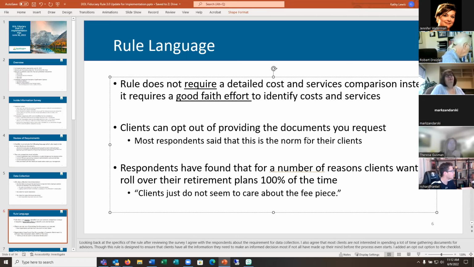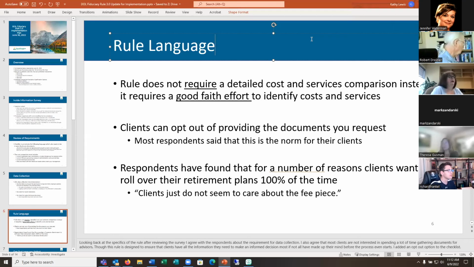So a client can opt out of providing the documents that you request. And if they do that, and you have discussed with them that if you've asked them for the documents and they say, we don't want to take the time to collect all of this stuff, they can opt out, but you have to make the good faith effort of asking for the documents. Most of the respondents in the survey said that it's pretty much the norm with the clients that they have done beta testing with, that they don't want to collect all the documents. In fact, the respondents said that for whatever reason, clients have decided before they come to you that they want to roll over their retirement plan 100% of the time, and they don't particularly care about the fee piece.